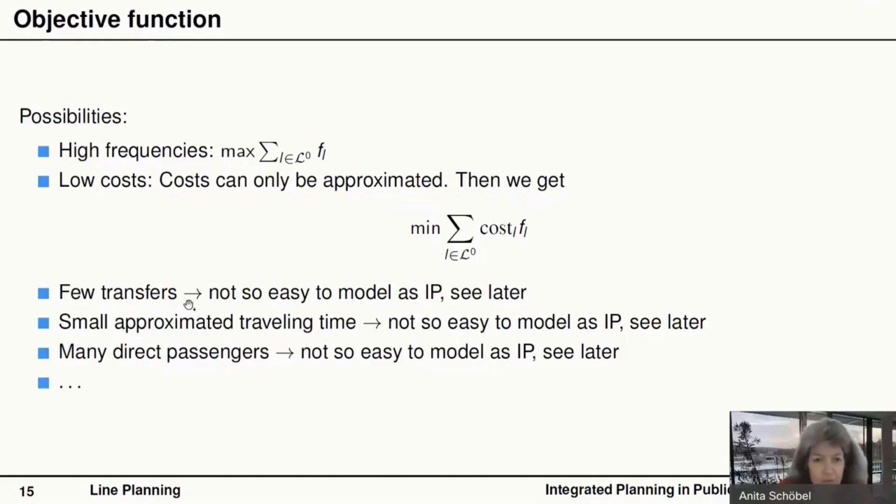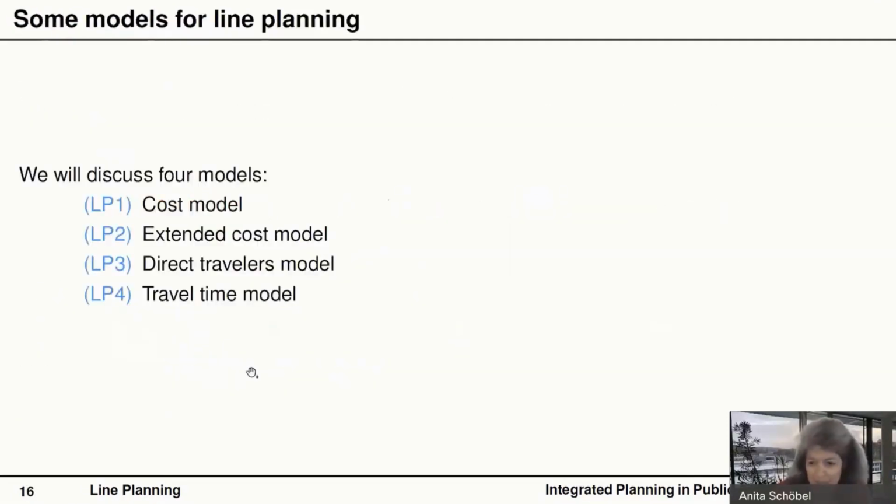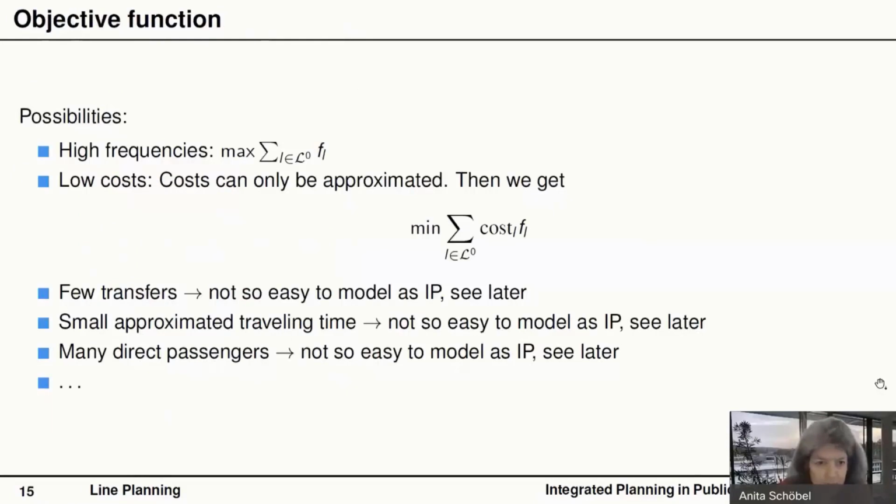Few transfers. Oh, it should not be many transfers, should be few transfers, by the way. Few transfers is correct. Sorry about that. We do not want to have the passengers needing to transfer too often. Passengers would like to have direct lines. So we would like to have few transfers. This can be modeled. I will show you in a few minutes.